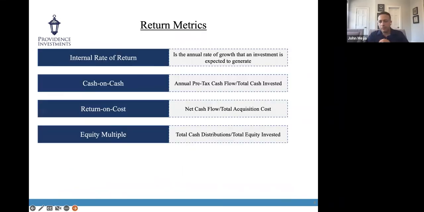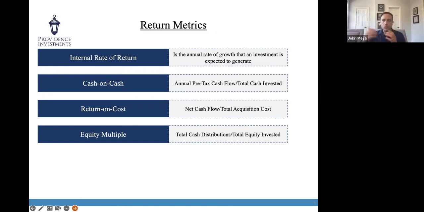Okay, return matrix. When we're looking at a return matrix, I wanted to combine a few things in here. Obviously, we do development and also acquisition, so we wanted to make sure we touch upon some of the highlights. We can't get into all the specifics, but we look at internal rate of return on a deal that we're buying and executing, the annual rate of growth this investment is expected to generate. What is that deal going to perform in the future?